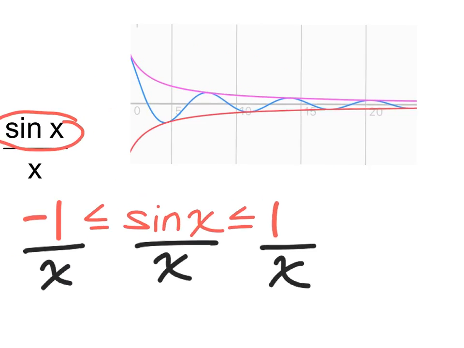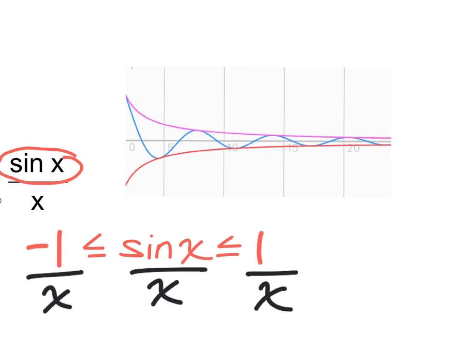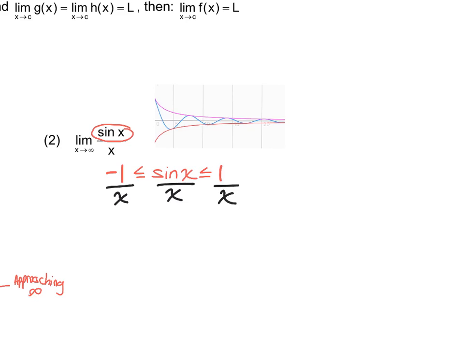All right, so based on this diagram, it's pretty clear that the blue curve is sandwiched in between the purple and the red. So if I could just find the limit of the purple as it goes out to infinity and the red as it goes out to infinity, and it seems like they're merging, then whatever the blue is, that's going to have the same limit. All right, so let's do that.